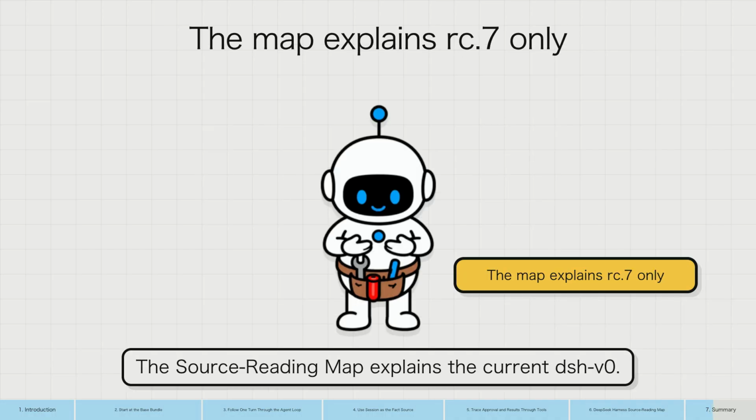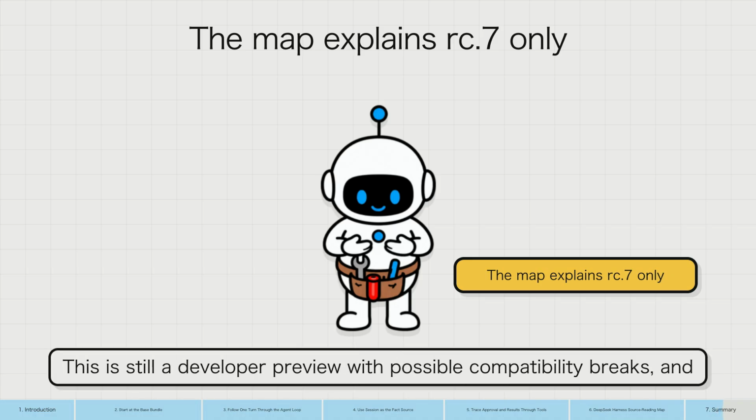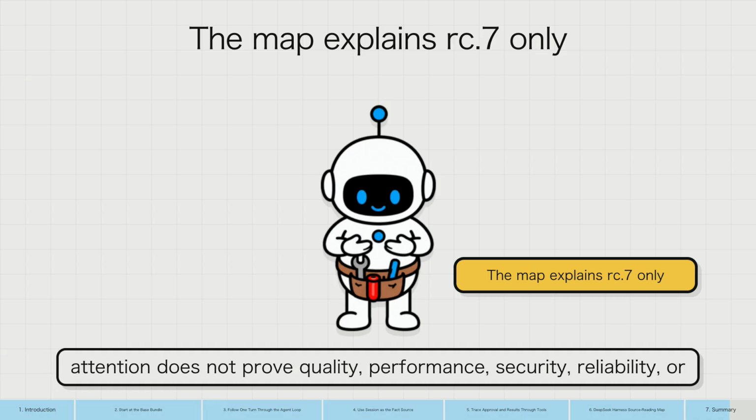The source reading map explains the current DSH v0.1.0 RC7 implementation. This is still a developer preview with possible compatibility breaks, and attention does not prove quality, performance, security, reliability, or production maturity.